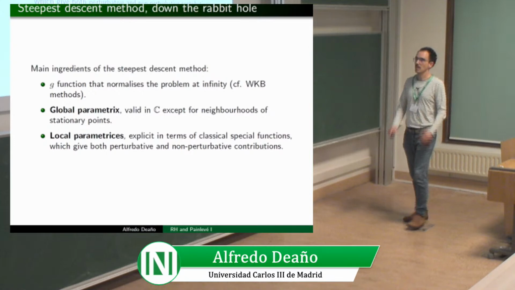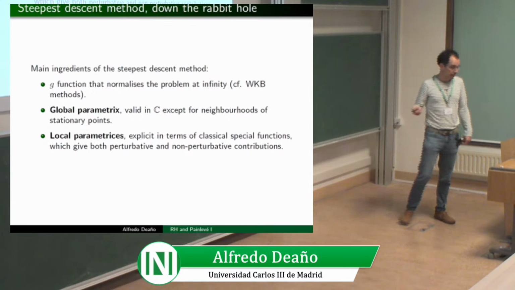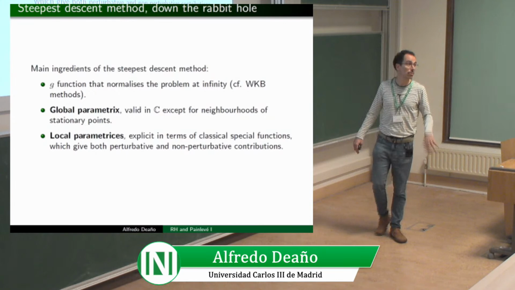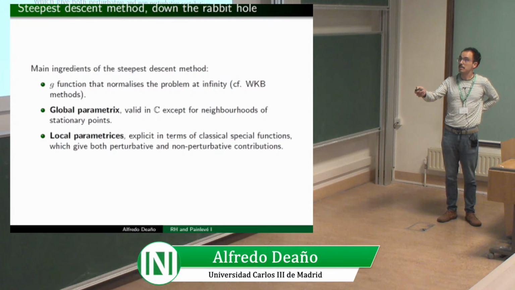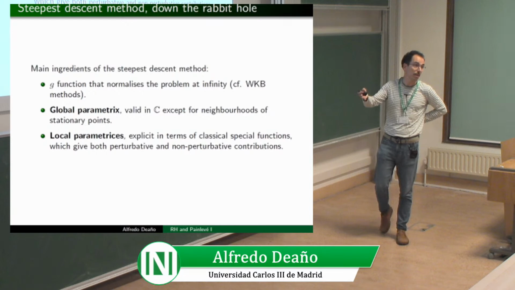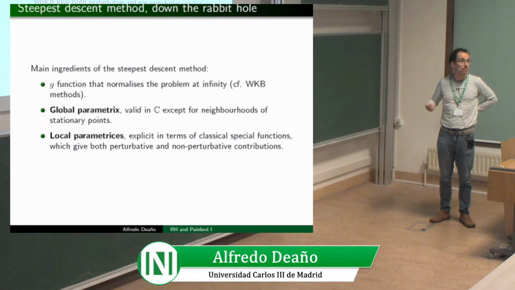And this is, by the way, something that Hadini was mentioning yesterday in her talk. She was building explicit local parametrices for the Riemann-Hilbert problem that she had. She was not doing asymptotics, but it's more or less a similar idea. And what is interesting here is that these local parametrices are going to give you the perturbative and the non-perturbative contributions in the end. So some of the stationary points will give you, in this case, the algebraic behavior, and a different stationary point will give you the exponentially small correction. So if you can build this explicitly, then you have quite a lot of information there.